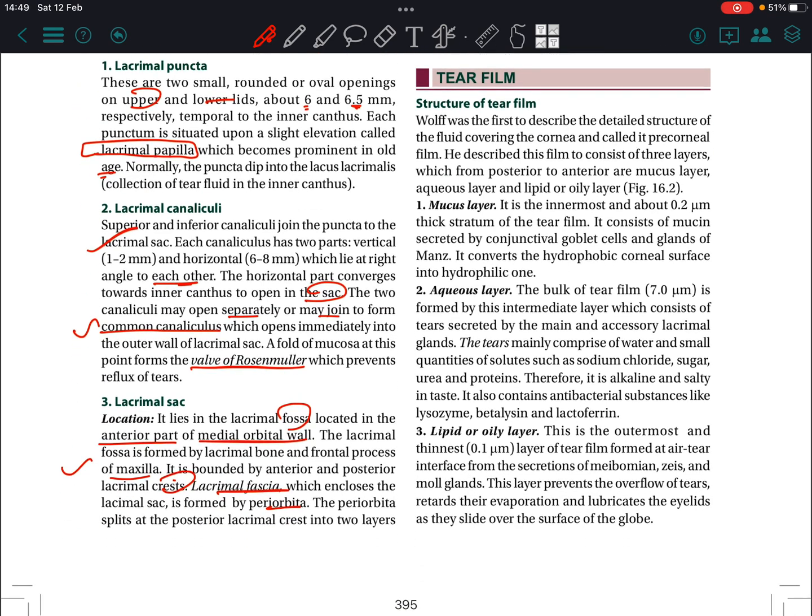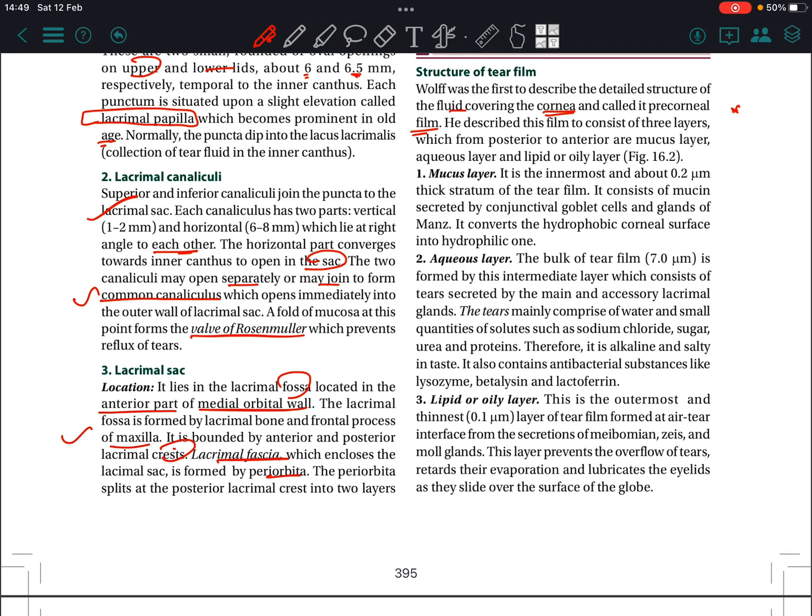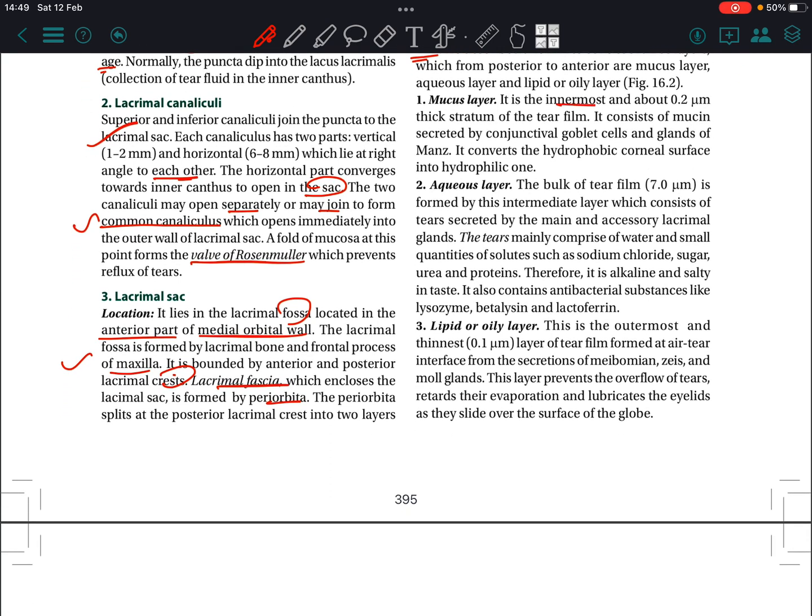Tear film structure. It is the detailed structure of the fluid covering the cornea, called the precorneal film. It consists of three layers. Mucous layer: it is the innermost layer, about 0.02 micrometer thick. It consists of mucin secreted by conjunctival goblet cells and glands of Manz. It converts the hydrophobic corneal surface into a hydrophilic one.